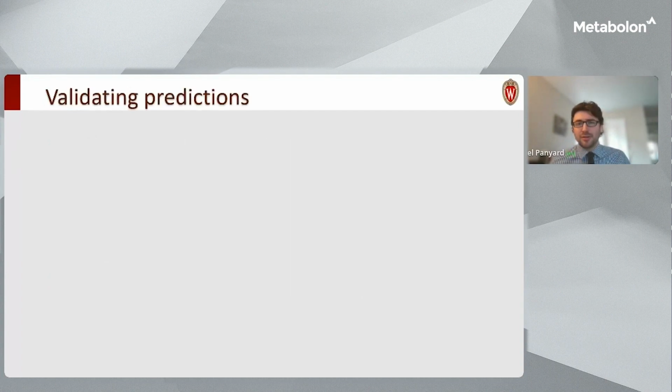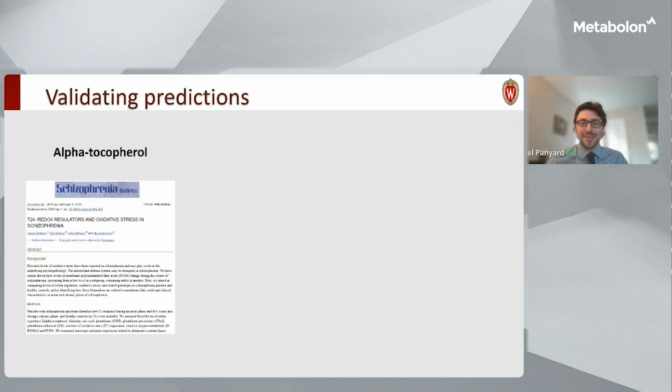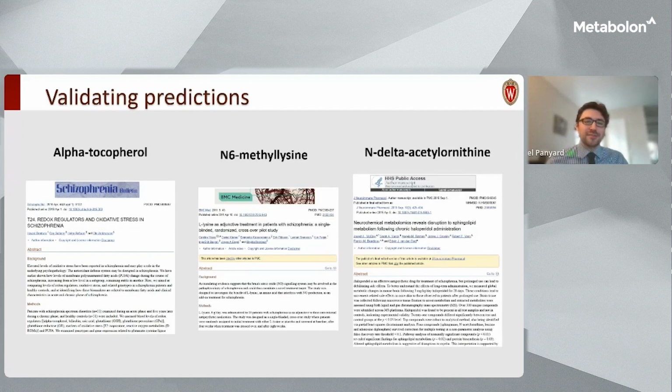We ended up finding 19 significant metabolite disease predictions. A lot of these ended up having some evidence in the literature. We discussed these in detail in the paper, but for now, I'll just mention 3 examples here. All 3 of these metabolites, alpha-tocopherol, N6-methyllysine, and N-delta-acetyl-ornithine, we predicted to be associated with schizophrenia. And it turns out in the literature, you can see some examples from experimental models in the past, which indicated these molecules or implicated them as possibly being related.